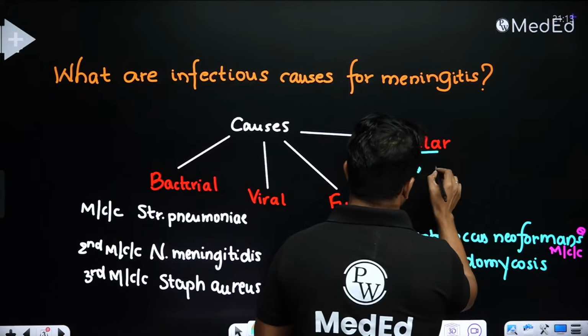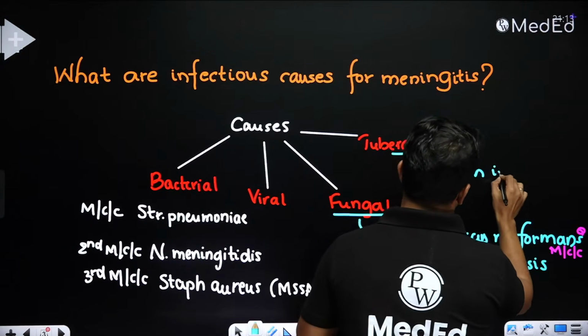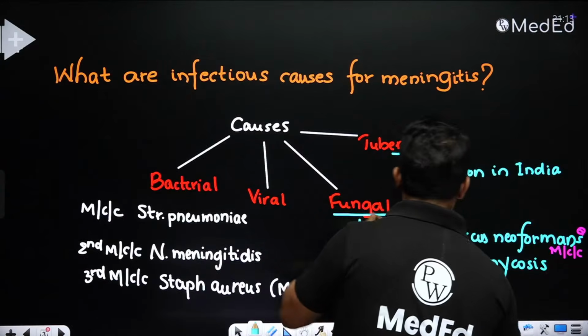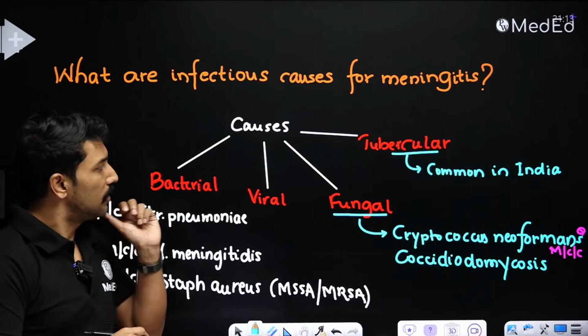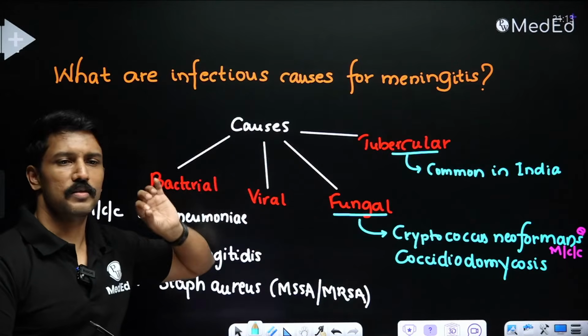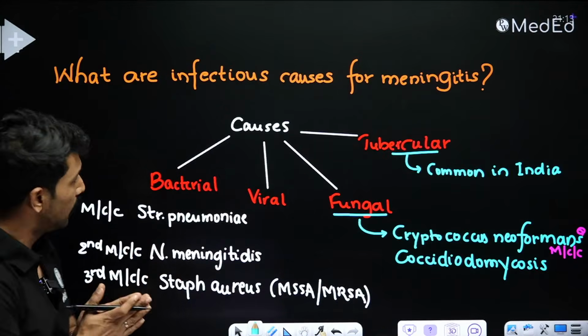So this is quite common in India. In the Western world, they suspect it if there is close contact with an open case of tuberculosis or the patient already is a documented case of tuberculosis elsewhere. In India, tubercular meningitis will remain a differential diagnosis of any patient presenting with subacute to chronic meningitis.